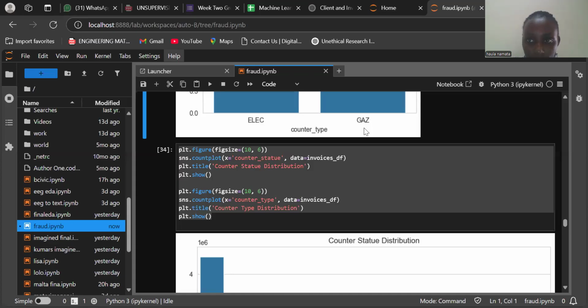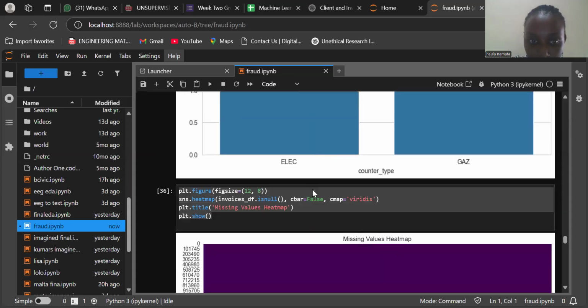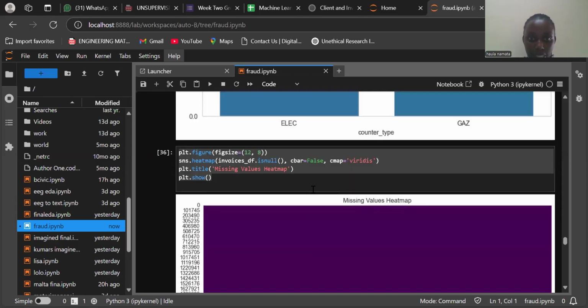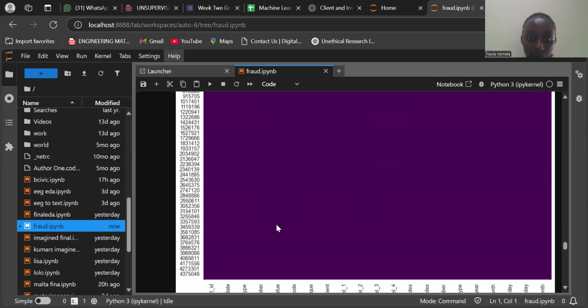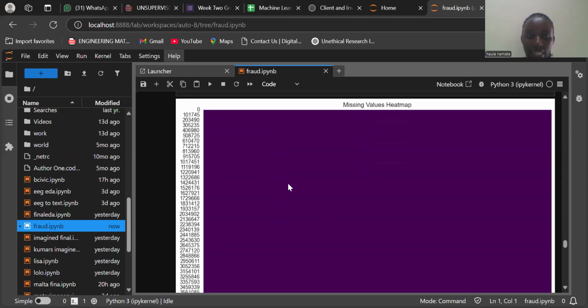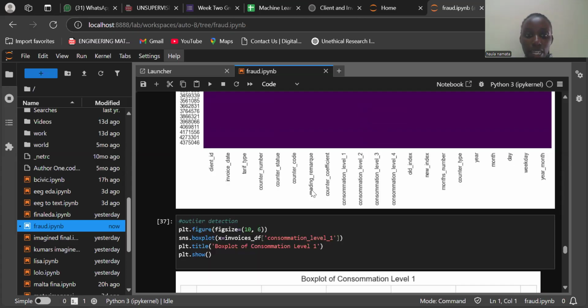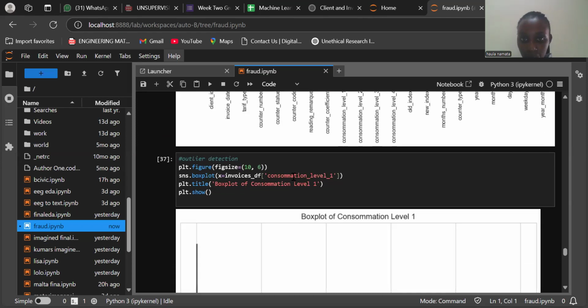It was the same distribution for the counter status. And then we went on to plot a heat map for the distribution of the missing values in our data set. A dark purple color indicates that there are no missing values in the heat map. If we had orange or red, then it would indicate that our data set has missing values. But since it is dark purple, our data set has no missing values.